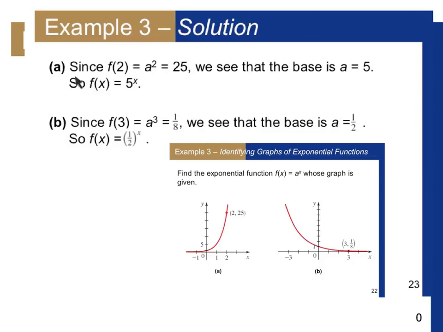Just to summarize, looking at our graph again, a squared equals 25, because x is 2 and y is 25, so we can say that our base is 5. So f of x equals 5 to the x, that's this one. Here we know our base is going to be a fraction because it's going down, so it's going to be less than 1. And we have a cubed equals 1/8, because here's our 3 for x and our 1/8 for y. So 1/2 cubed is 1/8. So this is our function: f of x equals 1/2 to the x for the second one.